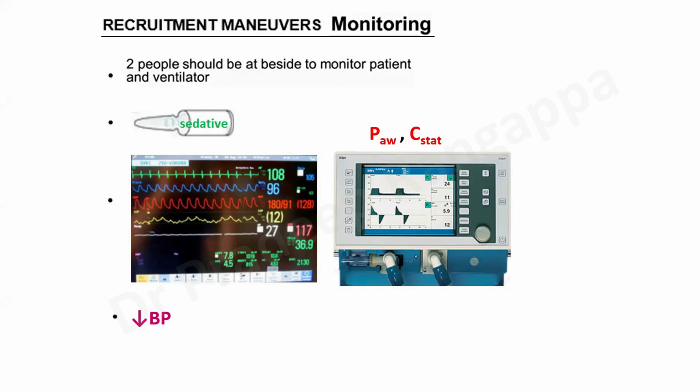before you do the recruitment maneuver. And to ascertain if recruitment is successful, you need to have improvement in the oxygenation, improvement in the ventilation, and there should be improvement in the compliance. So these are the measures to indicate that your recruitment has been successful and has helped the patient.